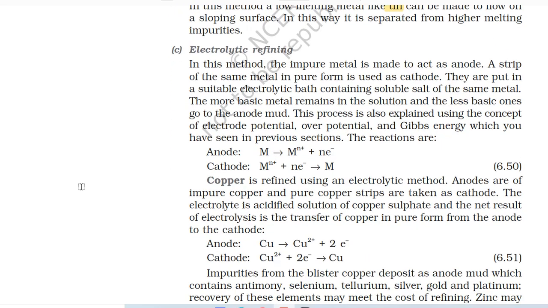C. Electrolytic refining. In this method, the impure metal is made to act as anode. A strip of the same metal in pure form is used as cathode. They are put in a suitable electrolytic bath containing soluble salt of the same metal. The more basic metal remains in the solution and the less basic ones go to the anode mud.